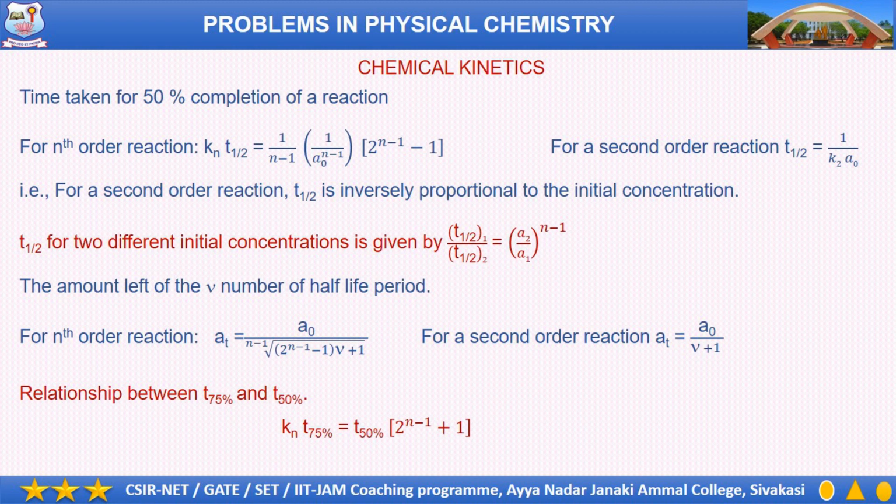And the fourth type of equation we are going to see is the relationship between T 75% and T 50%. You can apply it from the general equation, 2 power n minus 1 minus 1. Apply it and you will get the relationship between these. These are the possible formulas, and you can apply any one of the formulas accordingly. You will get the easier one.